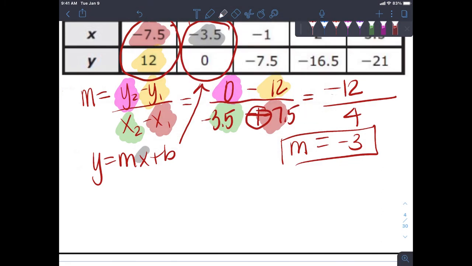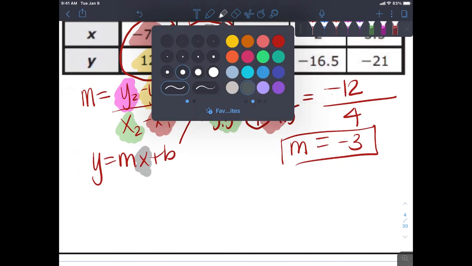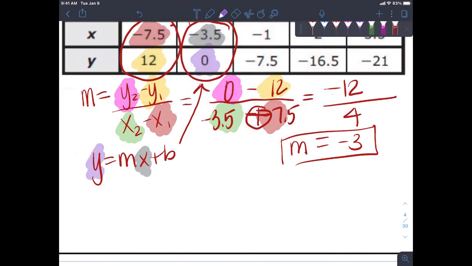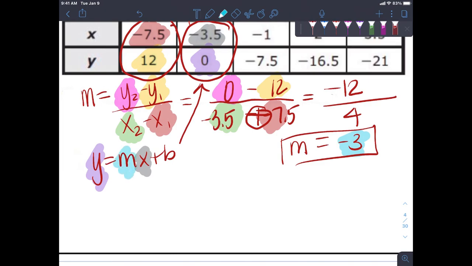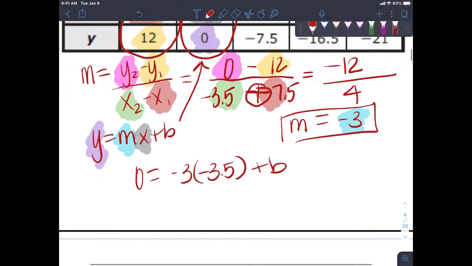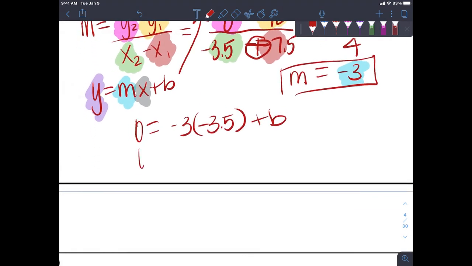So here's my x, here's my y, and of course, here's my m. Let's get those guys plugged in. 0 equals negative 3 times negative 3.5 plus b. All right. So now I'm going to go ahead and perform the operations.